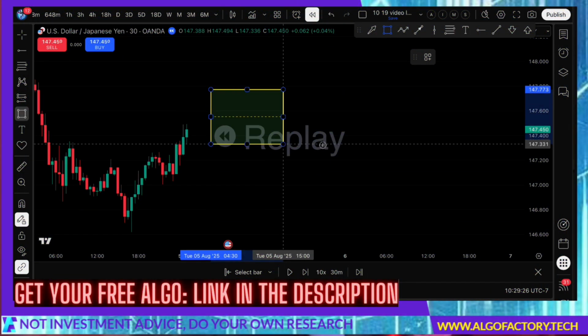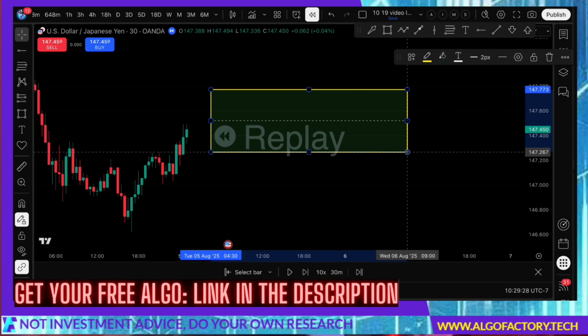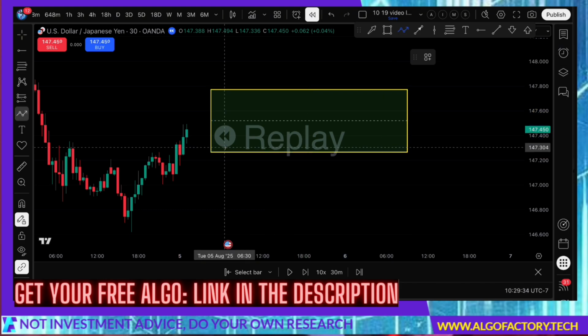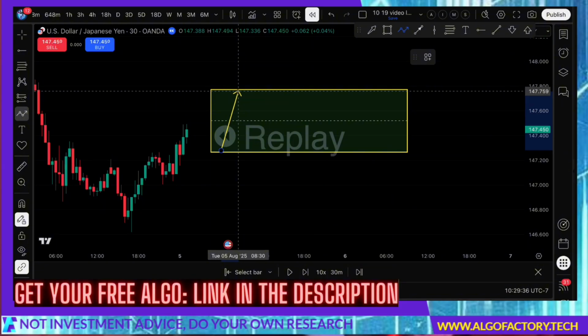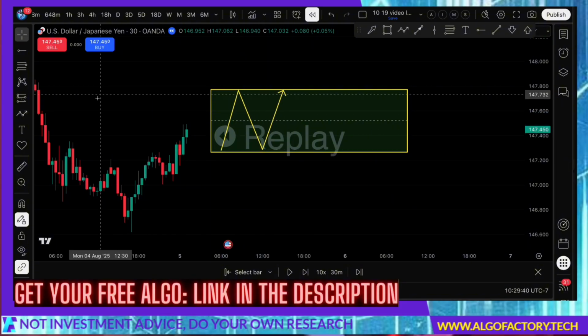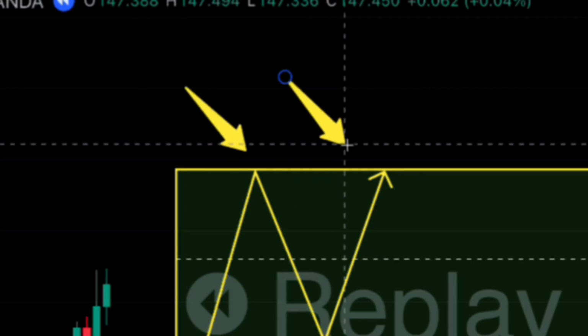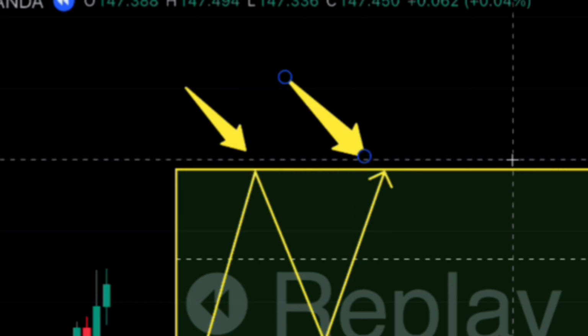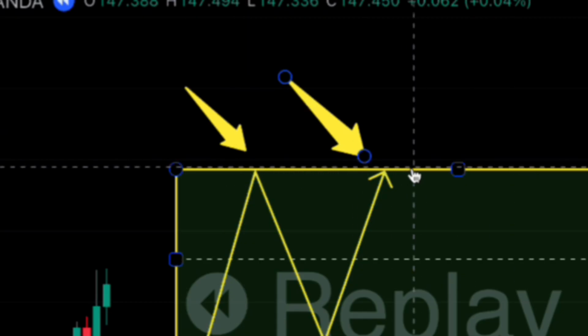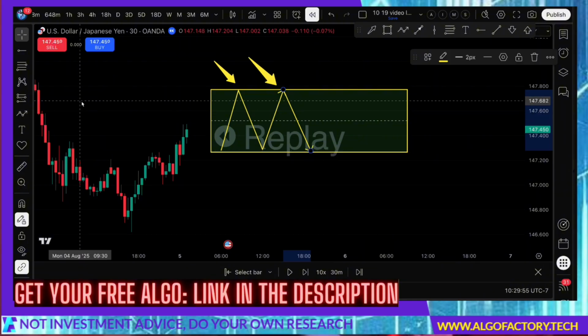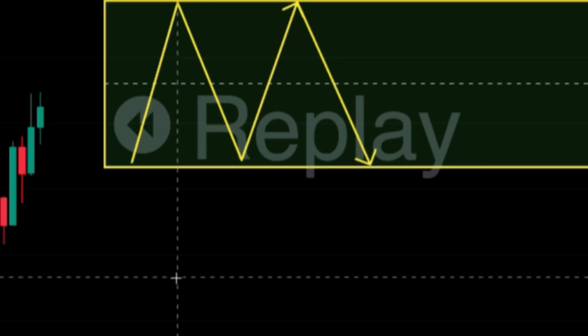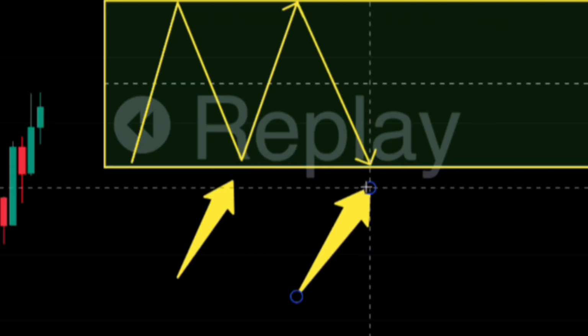When I look at a range, I'm looking for price to touch the top and the bottom twice. To identify the top of the range, otherwise known as the resistance, I need to see price touch the top twice. Once I have seen price touch once and twice, I can rely on this top part of the range being strong structure. The same applies for the bottom. When I see price touch the bottom of the range twice, then I know I can rely on the bottom of that range to be strong structure.